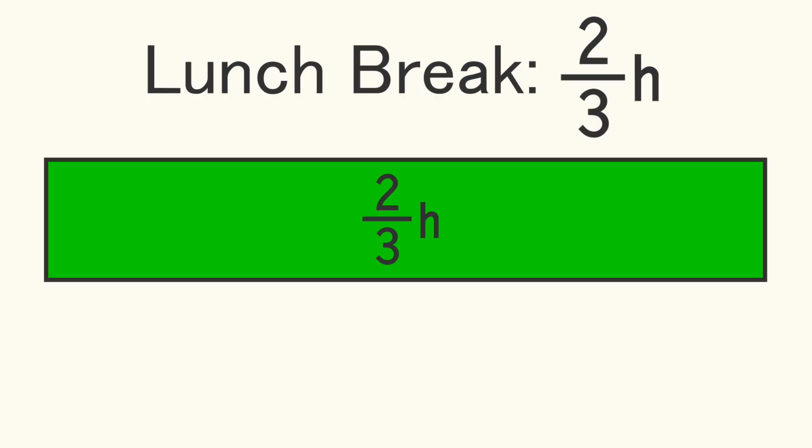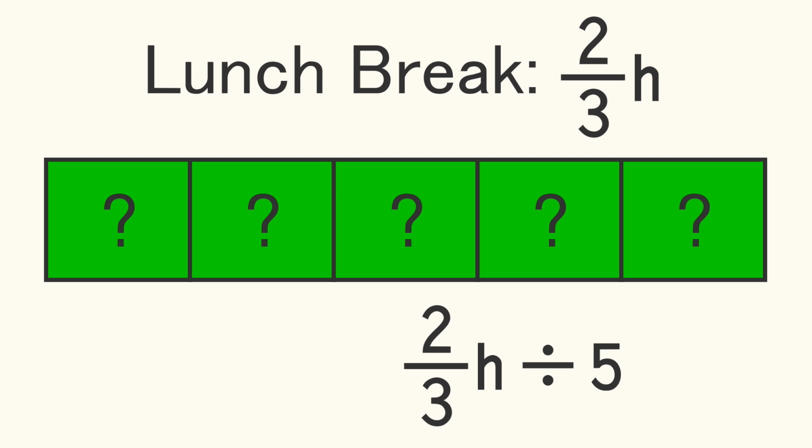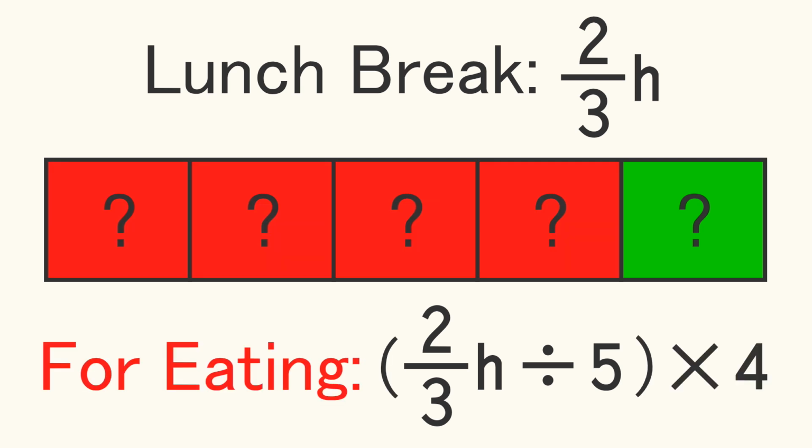To find this fraction, we first divide the lunch break into 5 equal parts. This can be written directly as the expression 2/3 divided by 5. Then we add up 4 of these parts. This can be written directly as the expression 2/3 divided by 5 multiplied by 4.